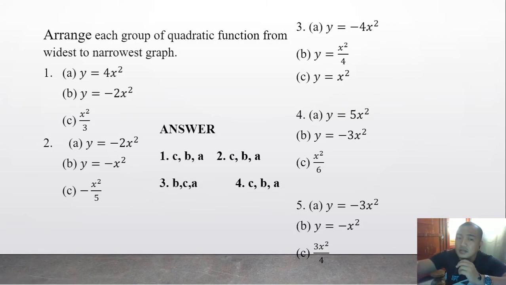You can get this. How about in number 3? Smaller is 1/4, then 1. So BCA for number 3. How about number 4? Smaller is 1/6, then 3A, CBA. And last number, CBA ulit. Kasi 3/4, 1/3. Right?